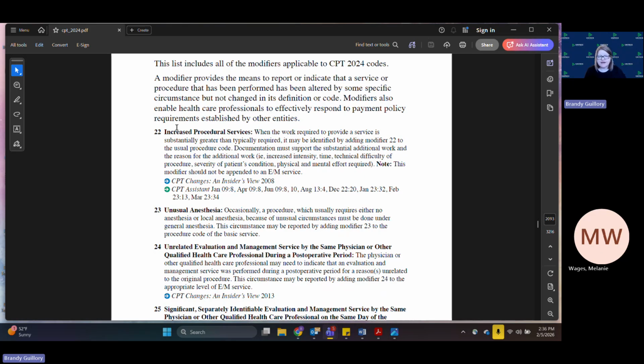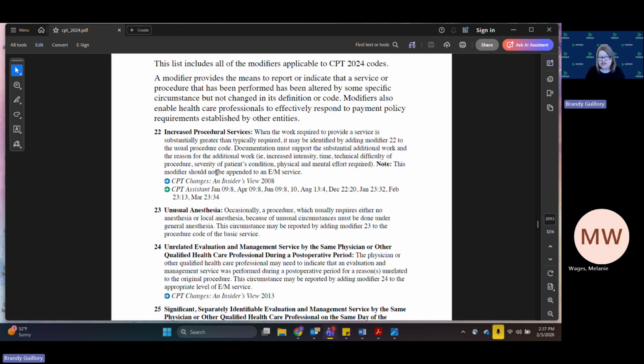Modifier 22. I gave you a summary on the slide. Increased procedural service. When the work required to provide a service is substantially greater than typically required, it may be identified by adding modifier 22 to the usual code. So attach 22 to that regular code. It's telling you how and what to do right there. Documentation must support the substantial additional work and the reason for the additional work, i.e., for example, increased intensity, time, or technical difficulty of the procedure, severity of the patient's condition, physical and mental effort required.